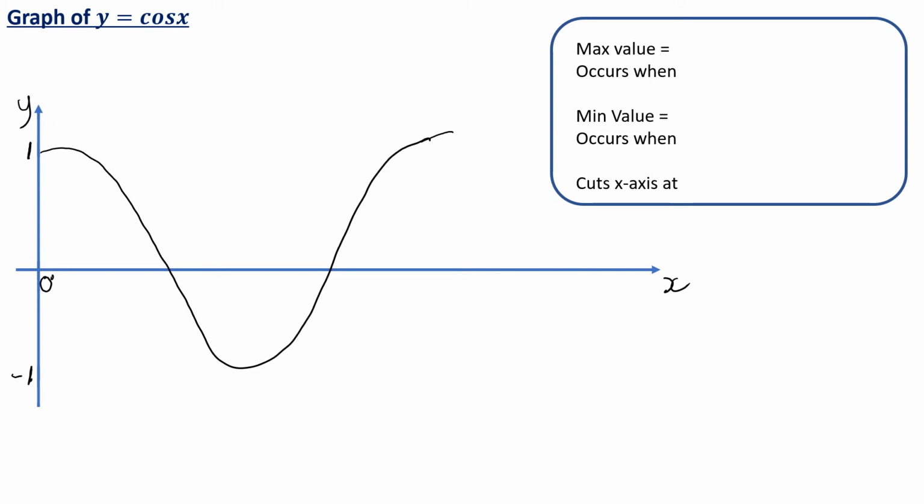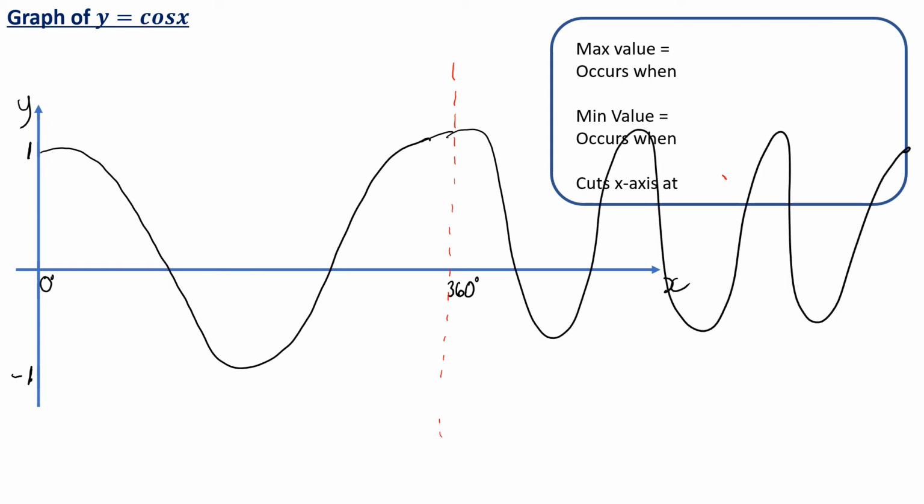Just like the sine function, this value here is 360 degrees. We say that one revolution of cos ends at 360 degrees. We call that the period of the function, the amount of time it takes for one revolution of the cos graph to happen, because this graph does just keep going on and on and on, like so.